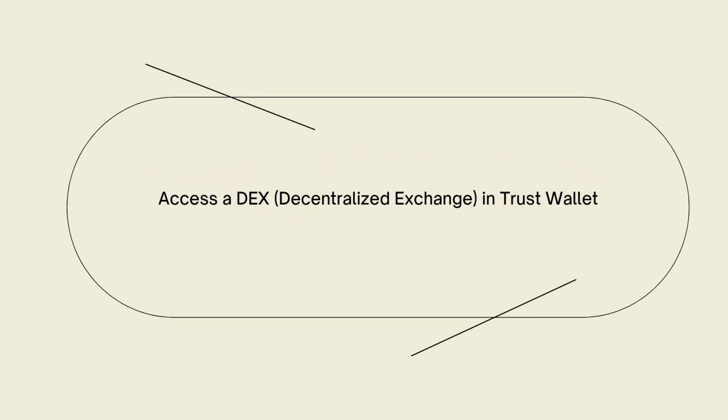Now access a decentralized exchange in your Trust Wallet. Tap on the apps or browser tab in Trust Wallet to open the built-in web browser. Navigate to a decentralized exchange that supports the trading of Baby Doge. Examples of DEX platforms include PancakeSwap, Uniswap, or SushiSwap.